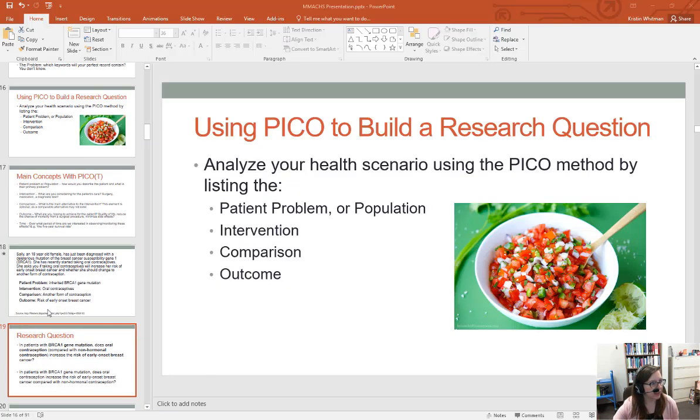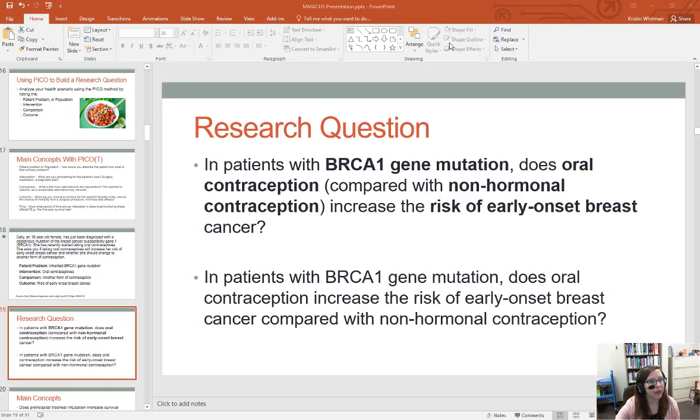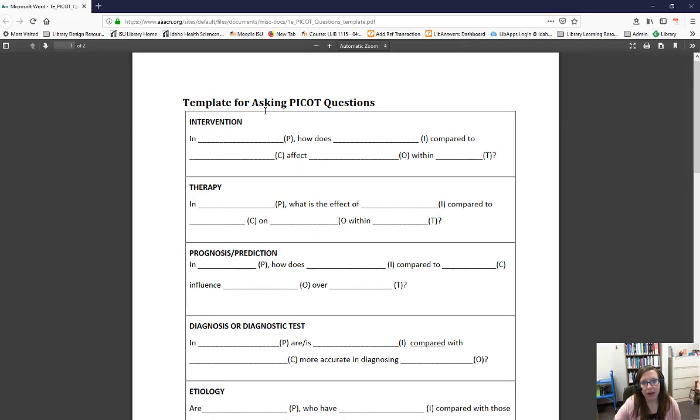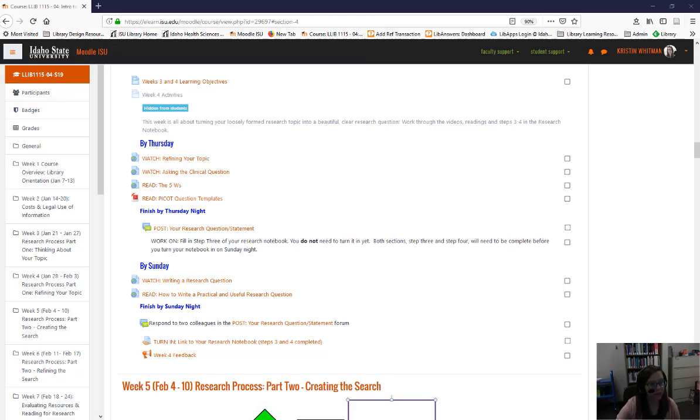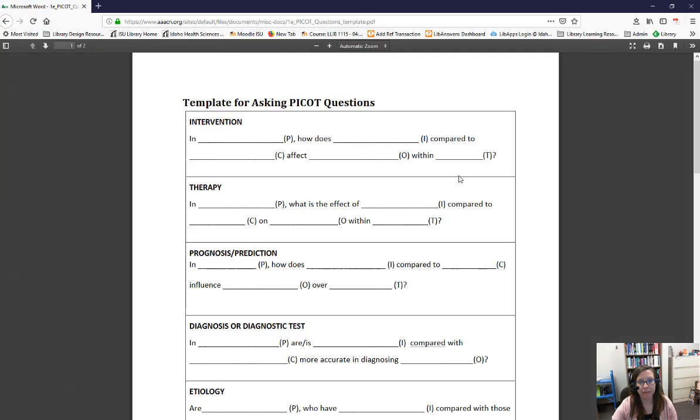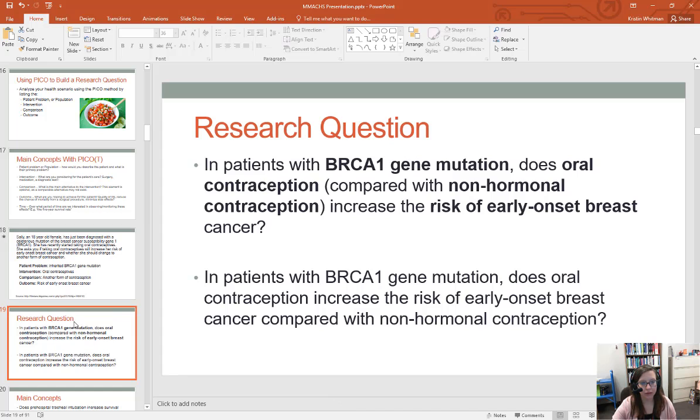Let me just end the slideshow so I can show you. There's actually a PICO handout template. And the template is available from your week 4, where you can go and read and watch the materials. There's PICO question templates. So if you come here and click this, you can actually see the templates for how to set up your research question.